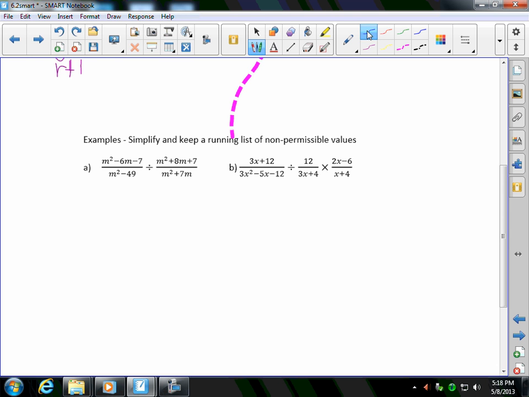So m squared minus 6m minus 7, that's a product and sum. So product of negative 7, sum of negative 6, so negative 7 and a positive 1. So m minus 7 times m plus 1. On the bottom I have a difference of squares, so m plus 7 times m minus 7.